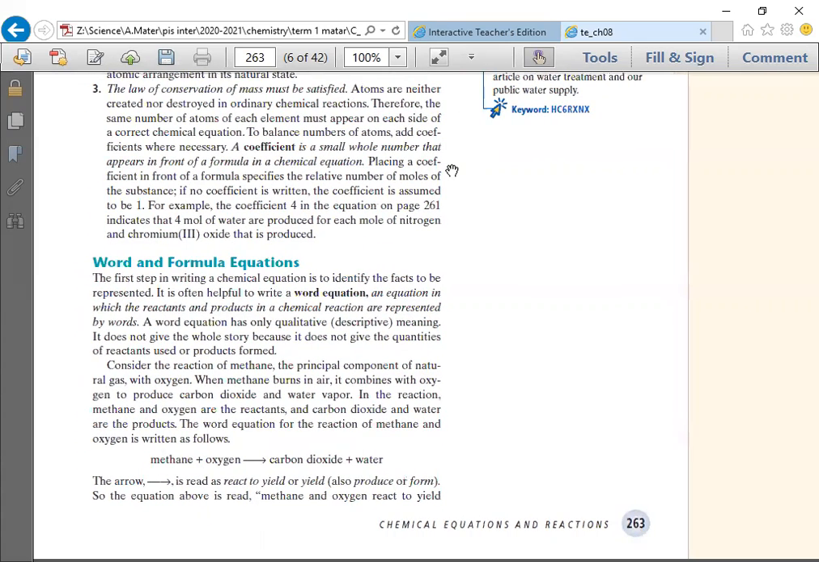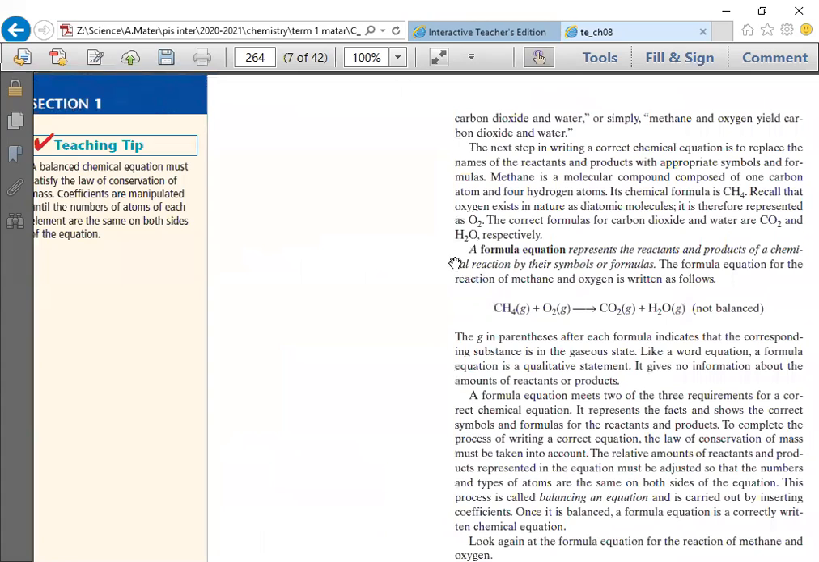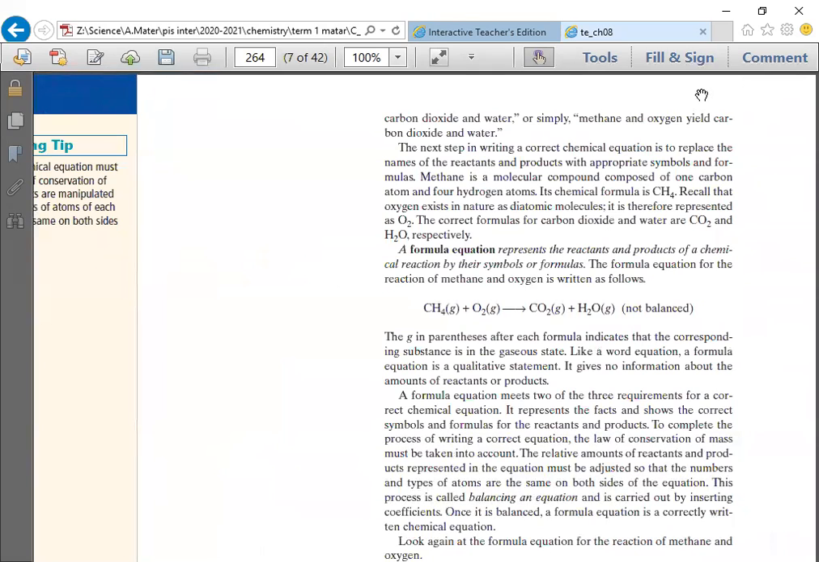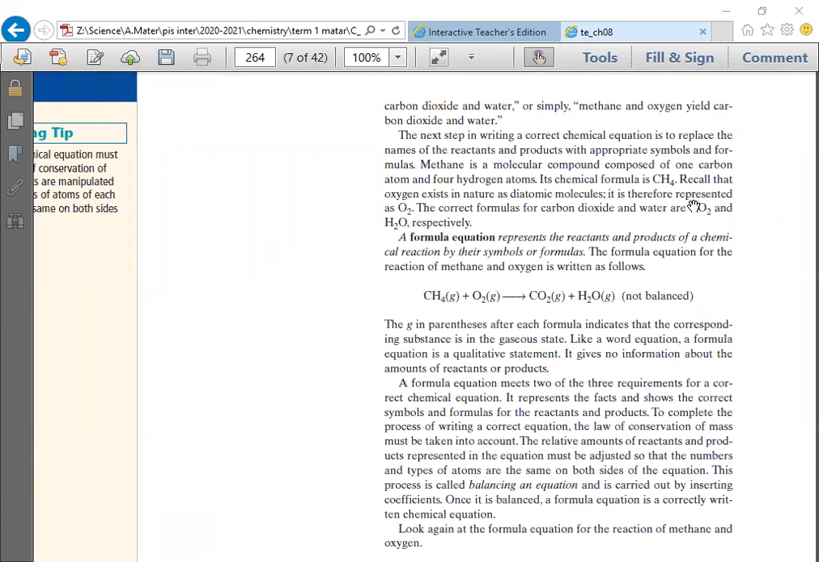So here, in that case, it's the formula equation. On the other hand, the formula equation represents the reactants and the products in formulas, and also represents more details about the reaction, like the quantity, the state of matter, and so on. So here, for example, methane is CH4. It will react with oxygen, O2, and that will produce carbon dioxide and water, as we can see here. So CH4 plus O2 yields CO2 plus H2O. That is a formula equation.